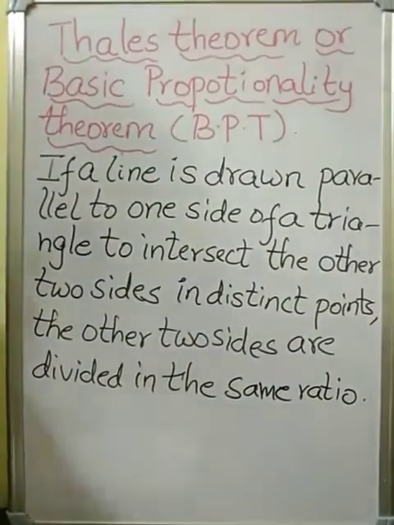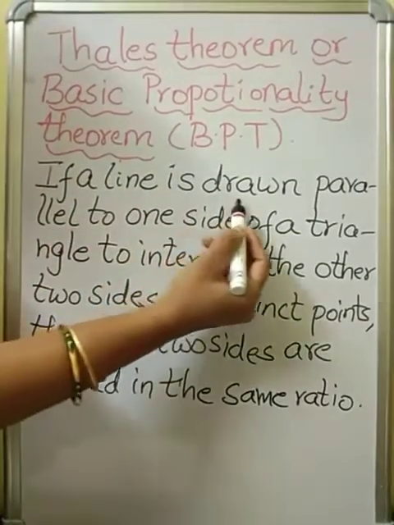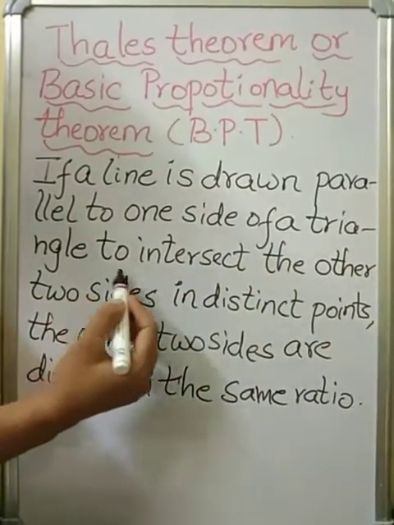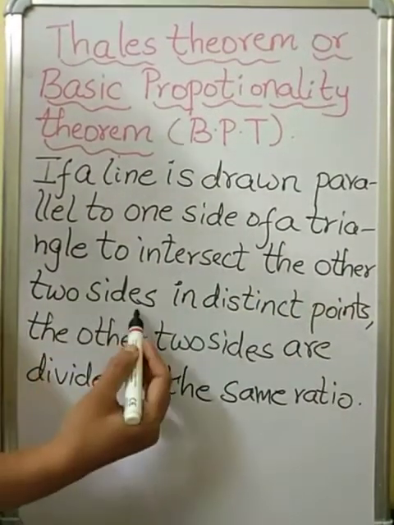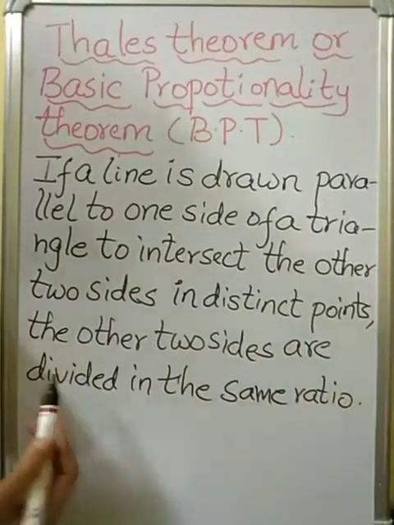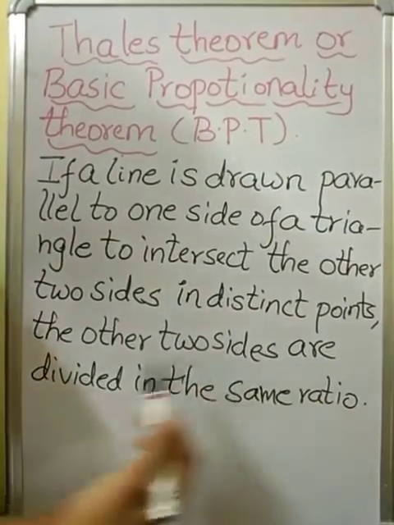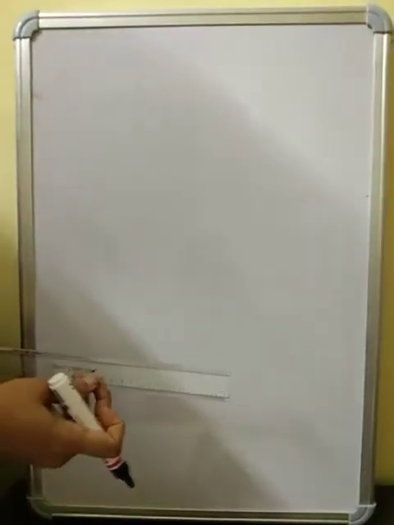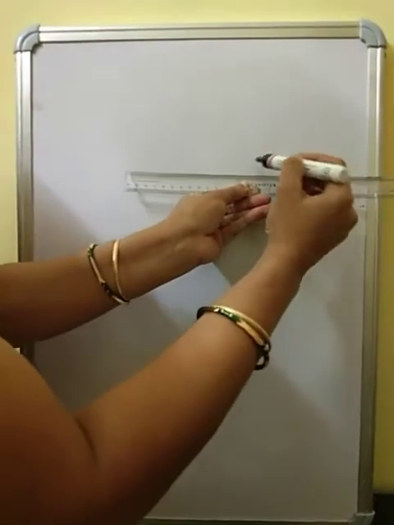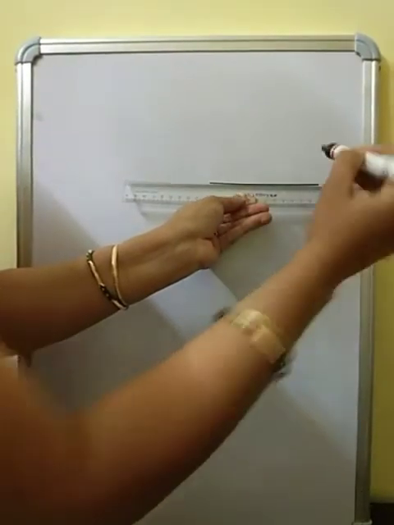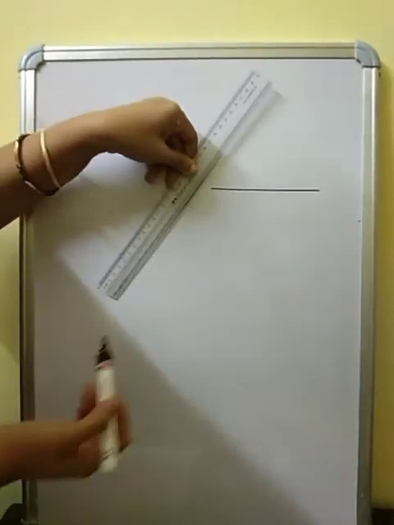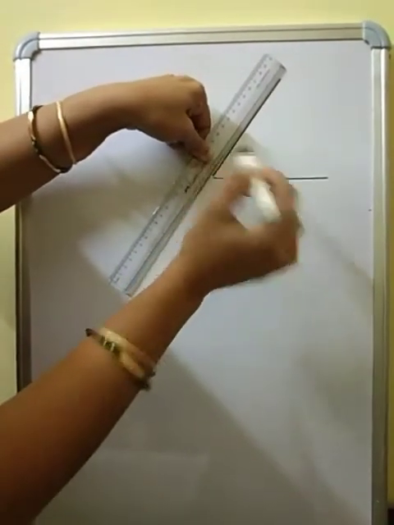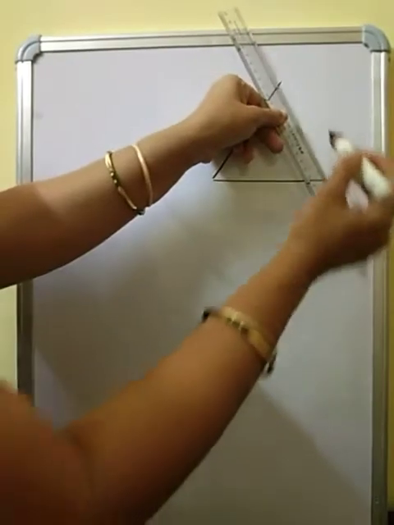Once again I will say, if a line is drawn parallel to one side of a triangle to intersect the other two sides in distinct points, the other two sides are divided in the same ratio. Now let us draw the figure for this. Always you have to draw the figure. Where? On the right side. In a theorem, always draw the figure on the right side.